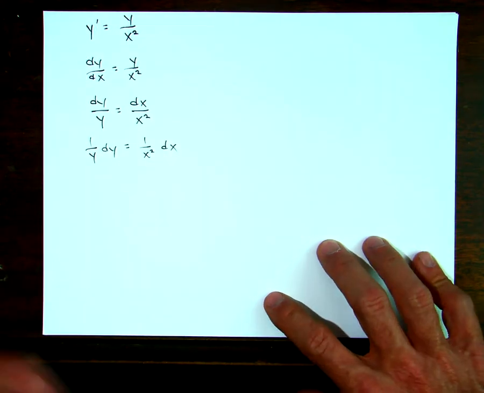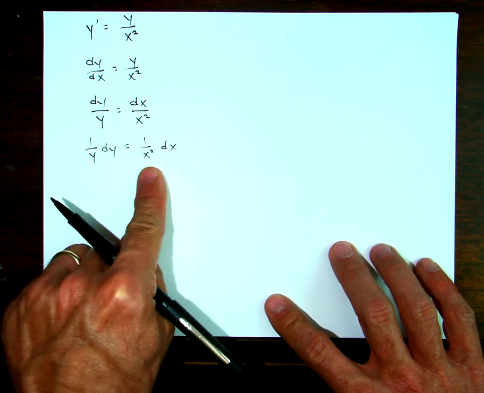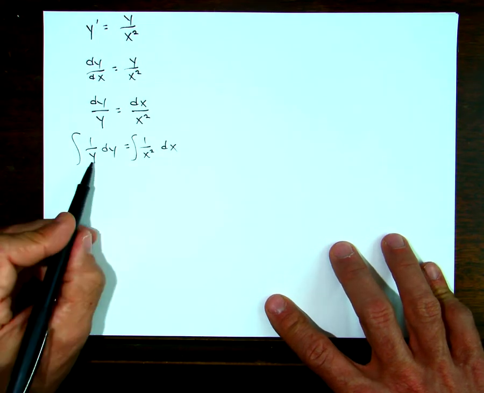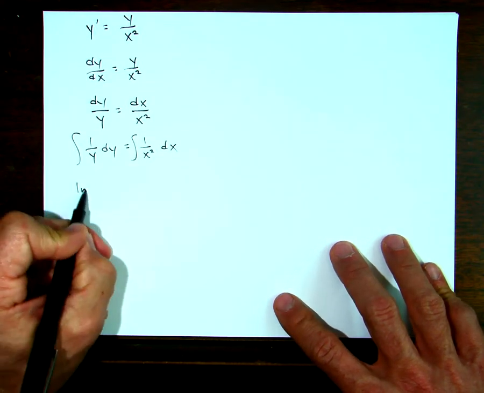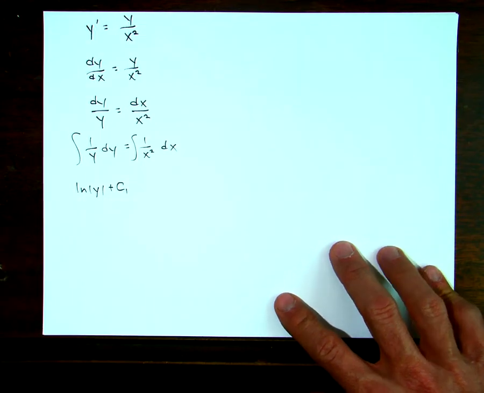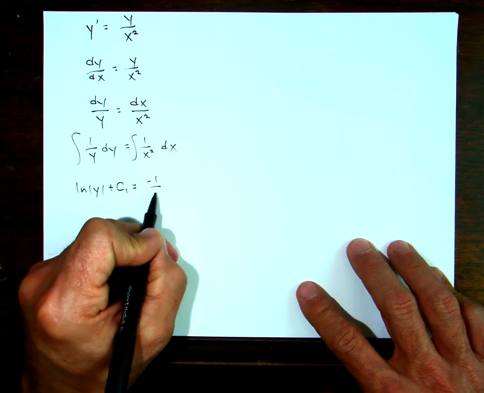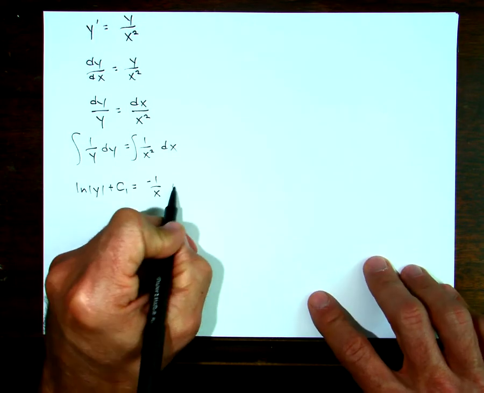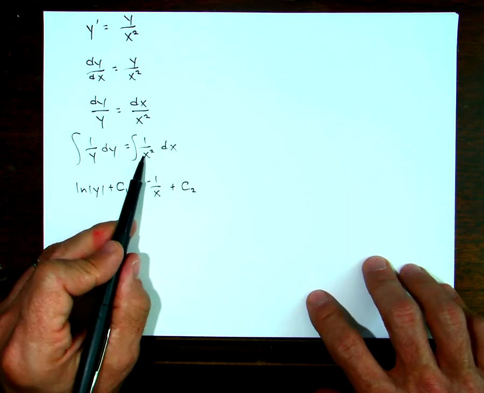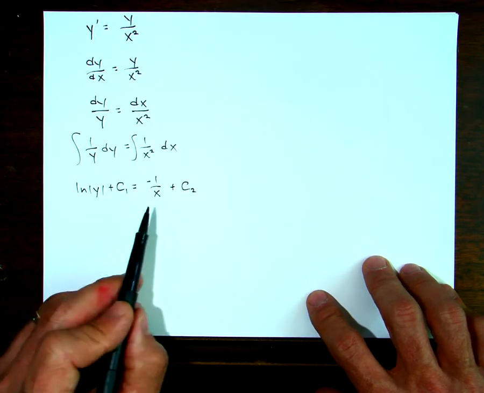So now we're to the point where we can integrate, because we have the y terms and the dy on one side, the x term and the dx on the other side. So we will integrate. All right, now we know the antiderivative of 1 over y is the natural log of the absolute value of y. And again, we'll call this plus c1 equals, and over here we're going to get negative 1 over x plus c2. I'm assuming we know how to go from here to here. You could just write this as x to the negative 2, add 1 to the exponent, divide by the new exponent. This is what you'll get.